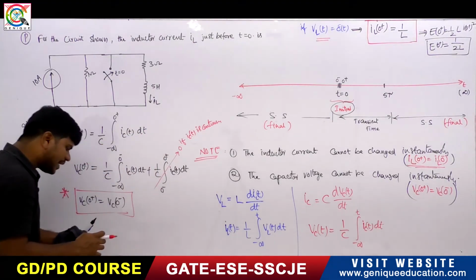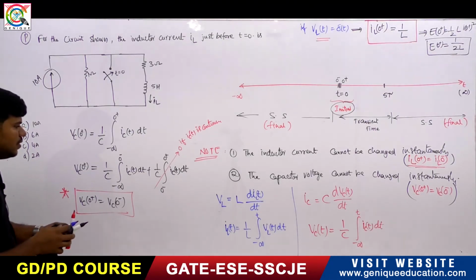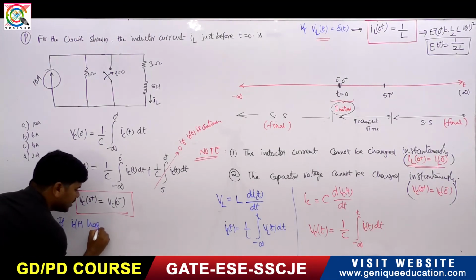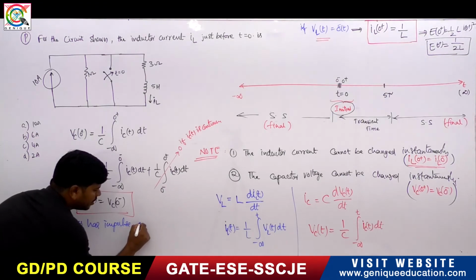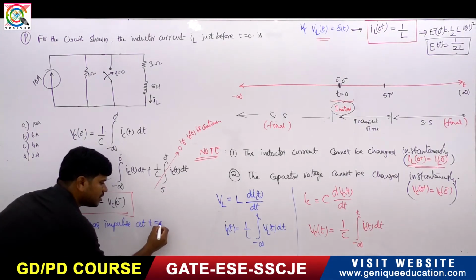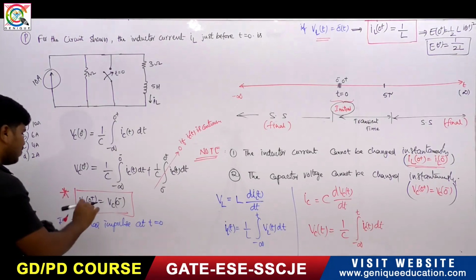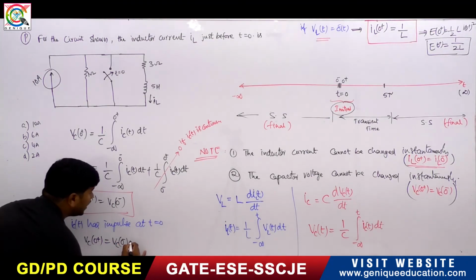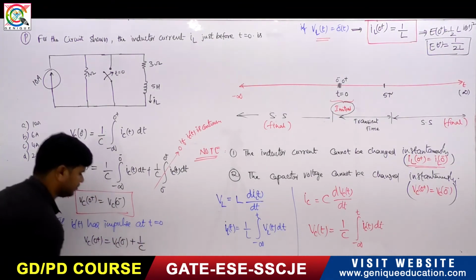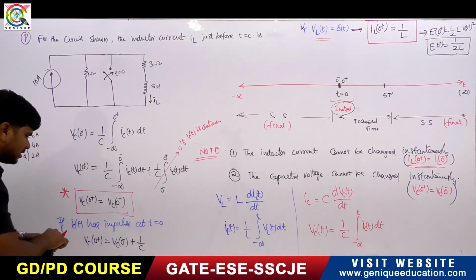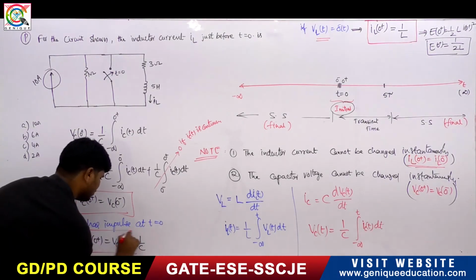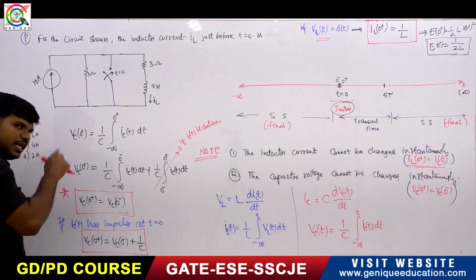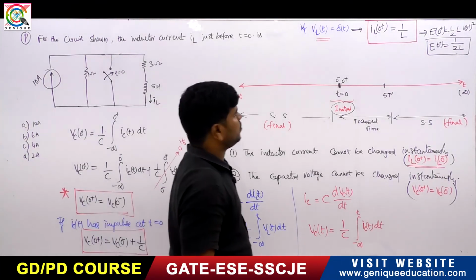Suppose if IC of t has an impulse at t equals 0, what happens? Now Vc of 0 plus is equal to Vc of 0 minus plus 1 by c, if there exists any impulse at t equals 0.